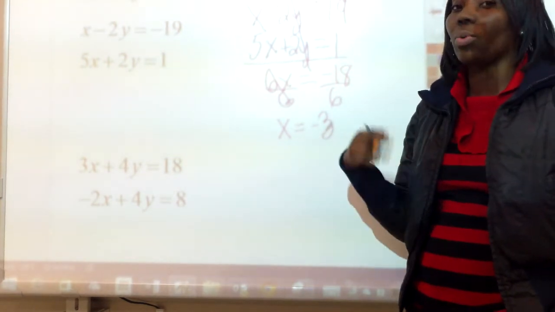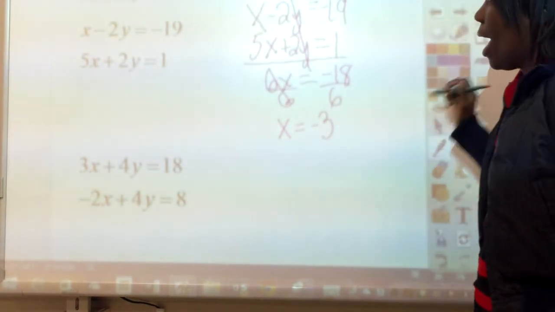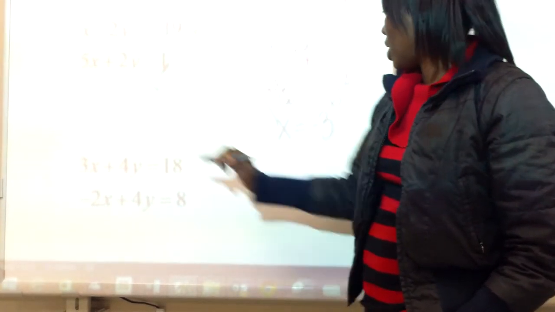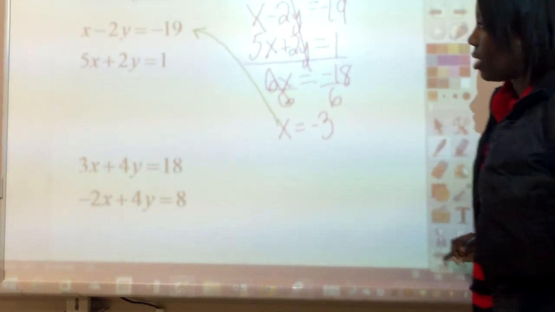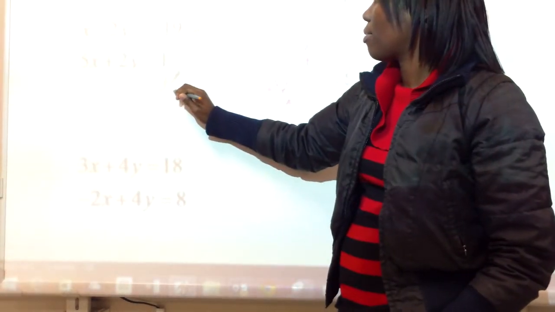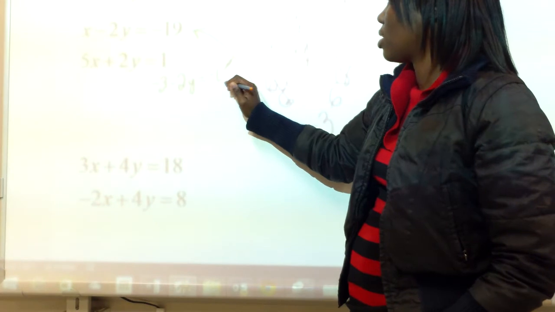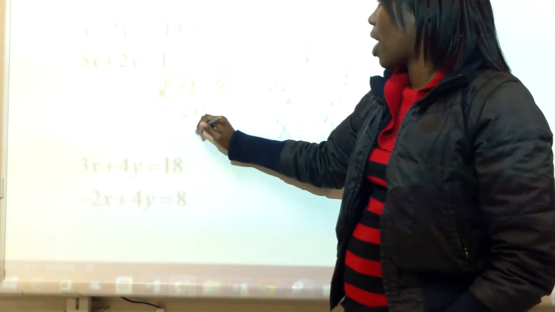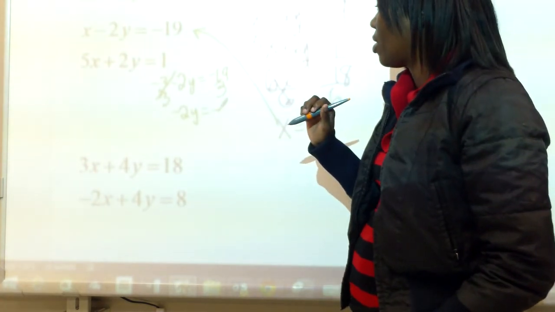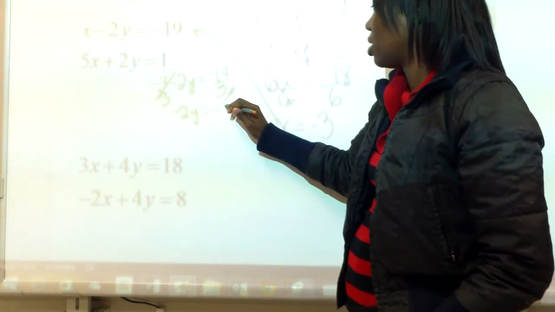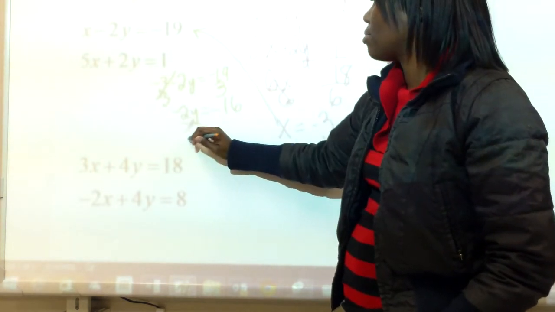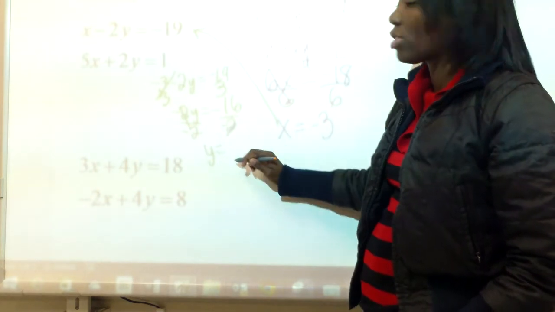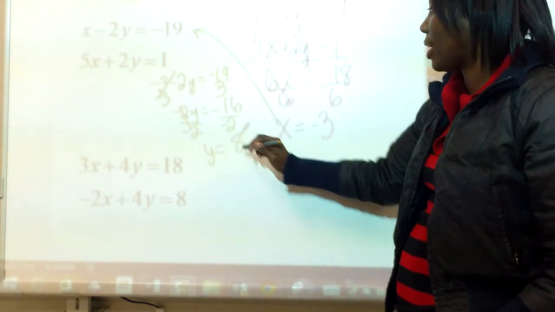Now that we know the x value, we're going to substitute it back into the problem and find the y value. I'm going to plug it into the first one. So for my x, now I have negative 3 minus 2y equals negative 19. Add 3 to both sides, and we have negative 2y is equal to negative 16. Divide both sides by negative 2, and so our y value is, two negatives make a positive, 8.